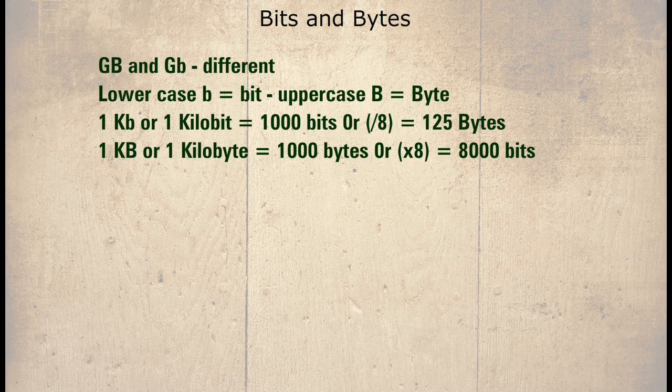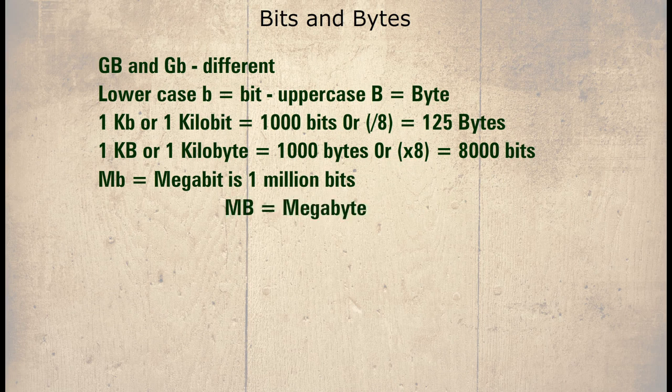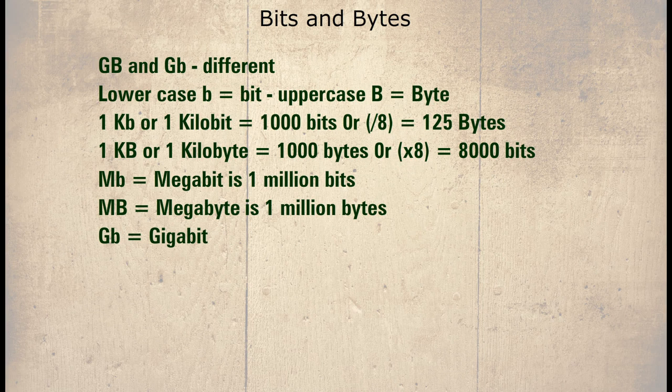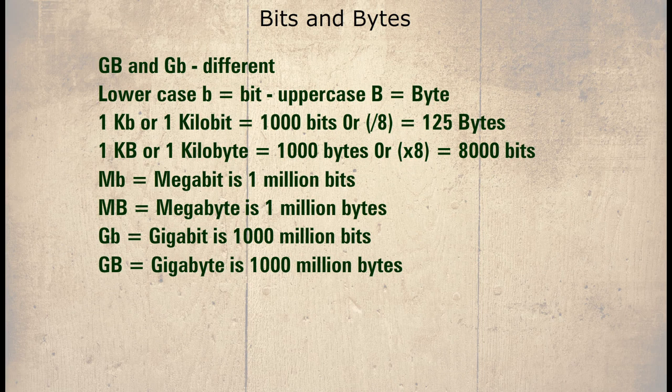Further examples are Mb with a lowercase b, or megabits, which is 1 million bits. MB with an uppercase B, or megabytes, is 1 million bytes. Gb with a lowercase b, or gigabits, is 1000 million bits. And finally, GB with an uppercase B, or 1 gigabyte, is 1000 million bytes. Although this may seem trivial, it can be important as a single byte equals 8 bits. You should try and be as accurate where possible.